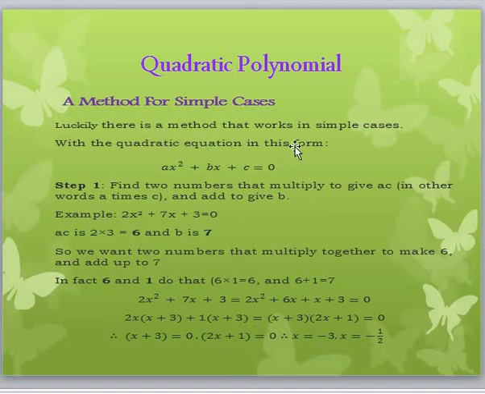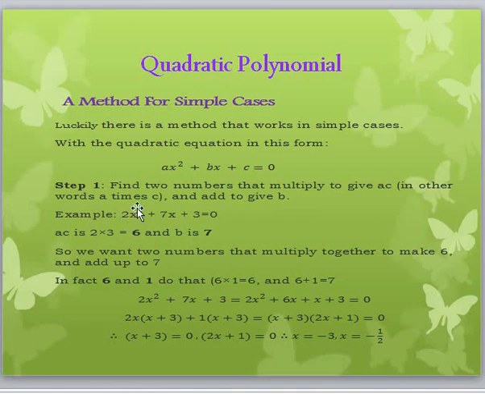Luckily, there is a method that works in simple cases for a quadratic equation in the form ax square plus bx plus c equal to 0. The first step is to find two numbers that multiply to give ac, where a is the coefficient of x square and c is the constant term. In other words, a times c, and that add to give b, where b is the coefficient of x.